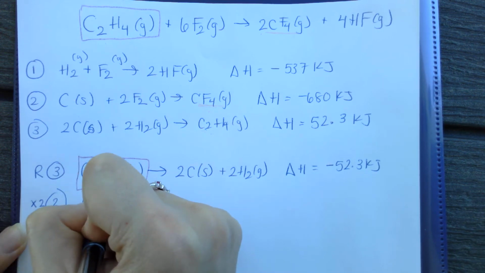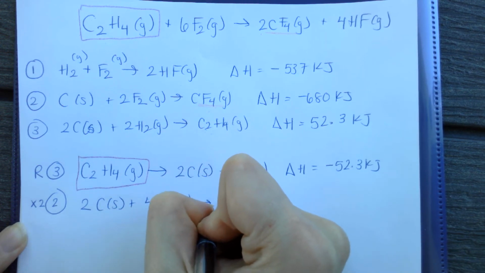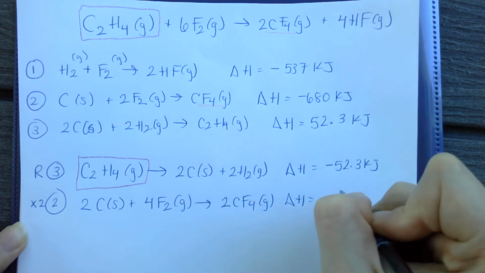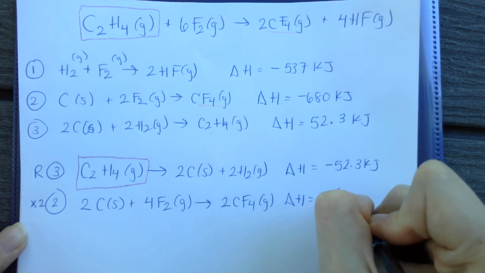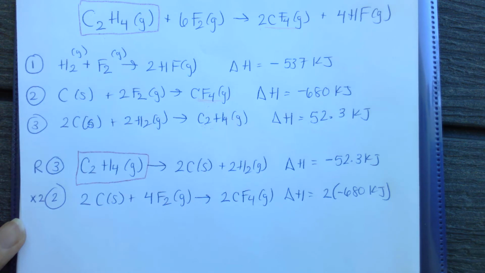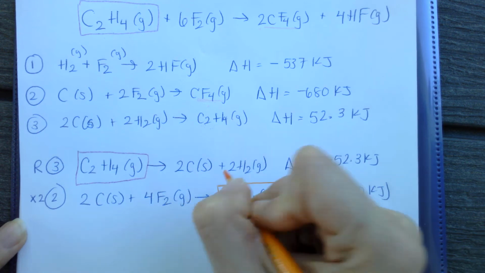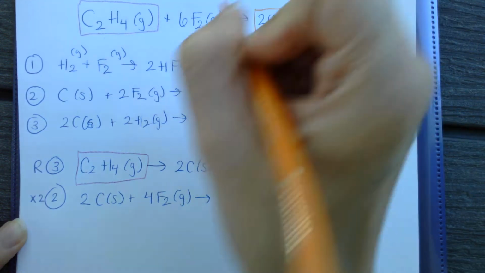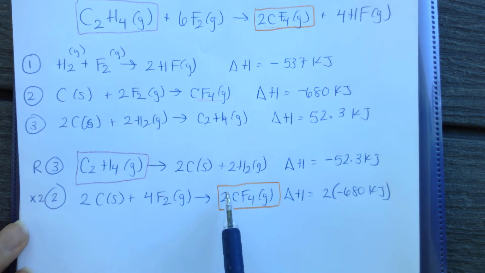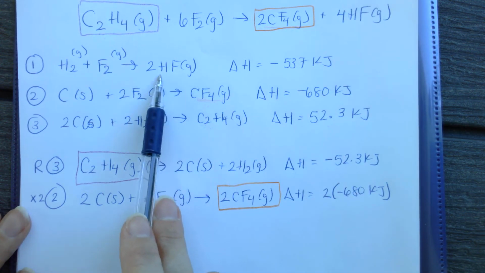So I get 2 carbon plus 4 F2 arrow 2CF4 gas, and I know my delta H is going to be double, so I'm going to have 2 times negative 680, and we'll put our kilojoules there. Okay, so after this step, now I have 2 CF4 gas, which is identical to what we have up here, so now we've set this piece in place. Okay, so the last one, I see 4HF. So it looks like I can use HF here.